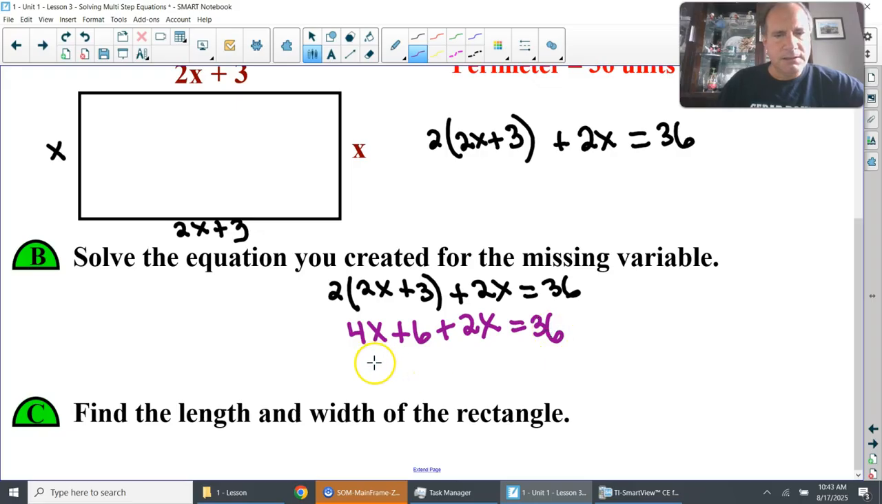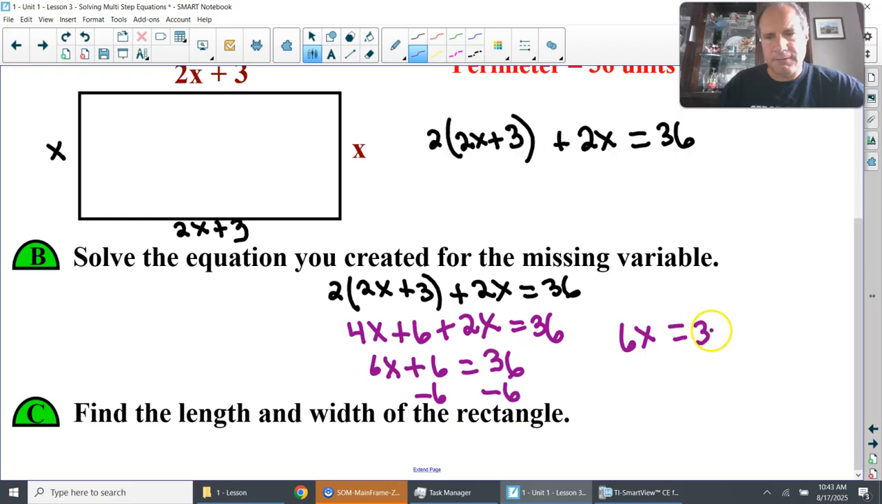Nice and easy. 6x plus 6 equals 36. You minus 6 on both sides. It now becomes 6x equals 30. And you divide by 6 on both sides. You get x equals 5.